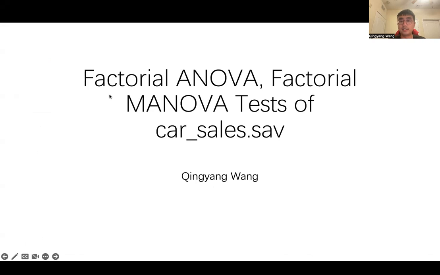Hello, today my topic is the factorial ANOVA and factorial MANOVA, and using these two tests to evaluate the sample data from SPSS. It is the car sales data.